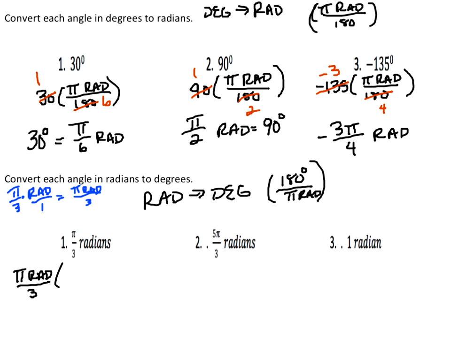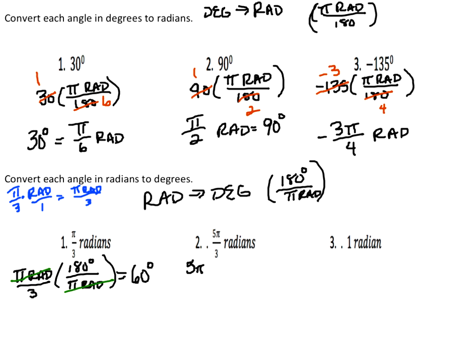So I'm writing it in this way so you can see how it divides out. And I multiply that by 180 degrees over pi radians. And here we get pi radians divided by pi radians. And then I have 180 degrees divided by 3, which leaves me with 60 degrees. Perfect. All right, we'll move forward.